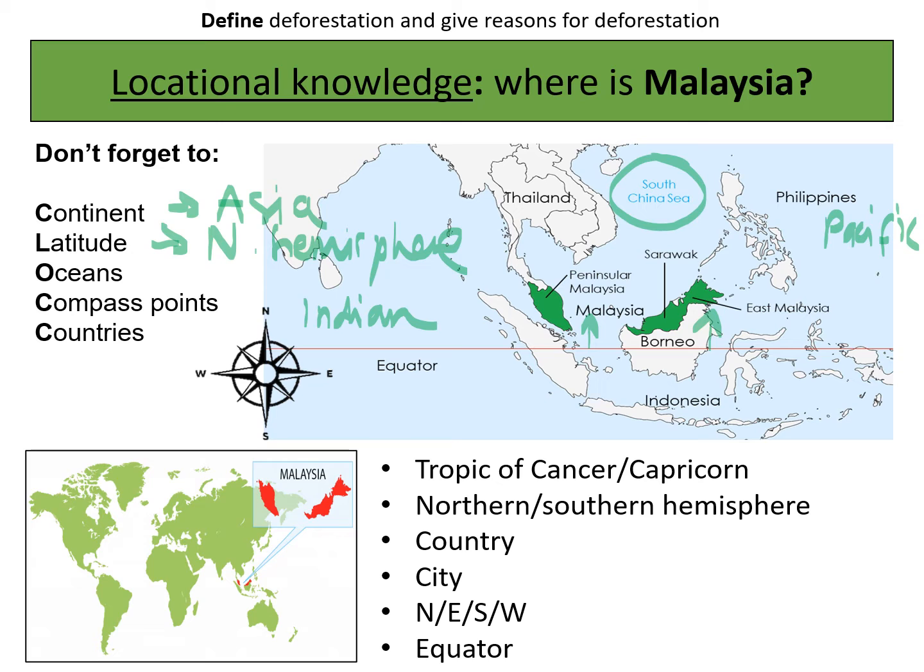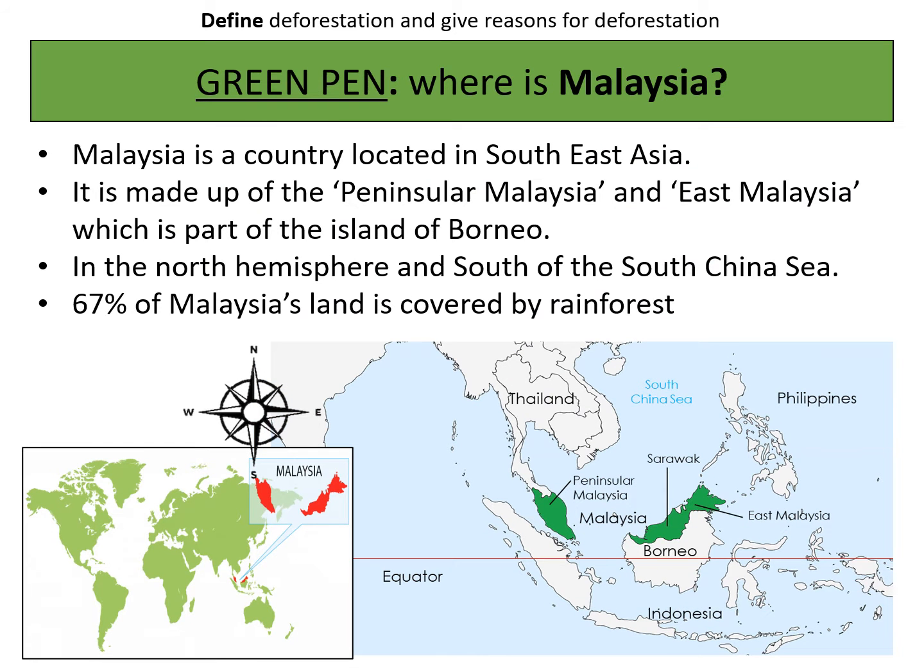Compass points within Asia, it's in South Asia. And then you could refer to the countries that it is within. So spend a little time here describing where Malaysia is. Okay, so here we have some green pens. So make sure that everything that maybe isn't included, that you have included by using this slide. So pause the video, green pen, improve your work, and then we will move on.